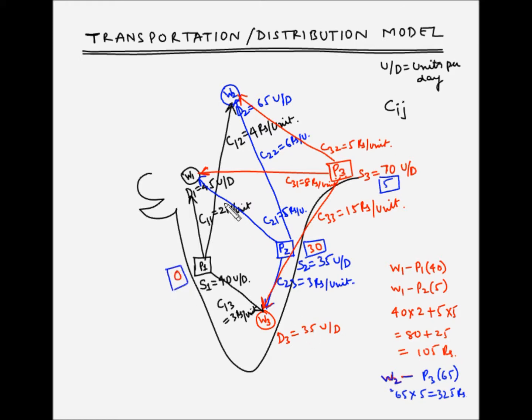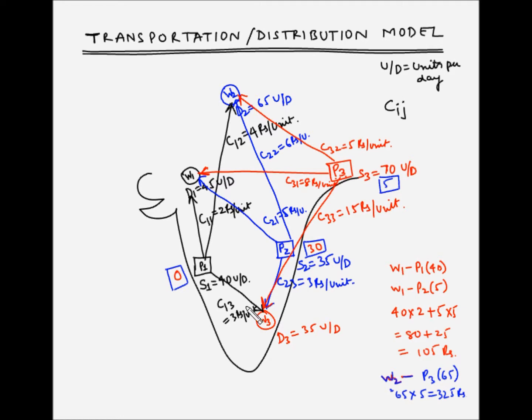So now W2 and W1 have met their requirements. Now the remaining warehouse is W3. W3 has a demand of 35 units per day. P1 doesn't have any supply availability. P2 has 30 and P3 has 5.